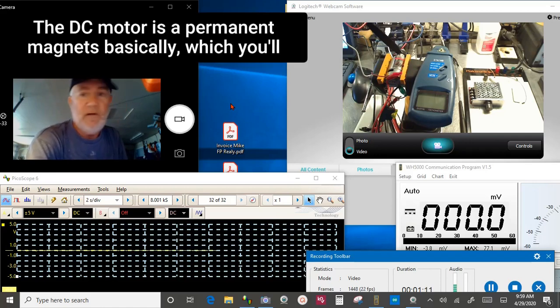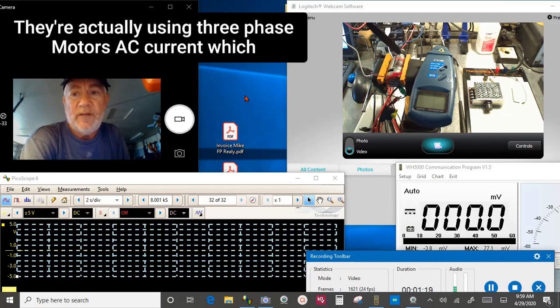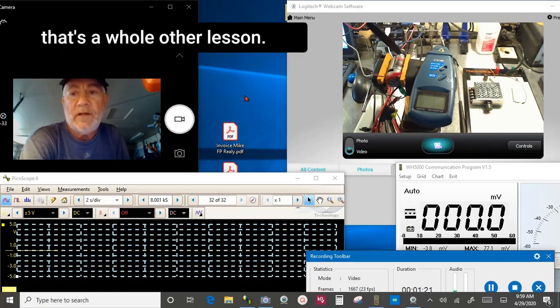The DC motor is a permanent magnet. It's basically what you'll see a lot in automotive industry. Not in the electric cars. They're actually using three-phase motors, AC current, which that's a whole another lesson.